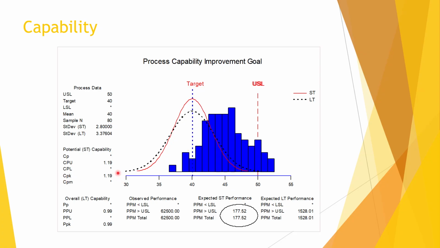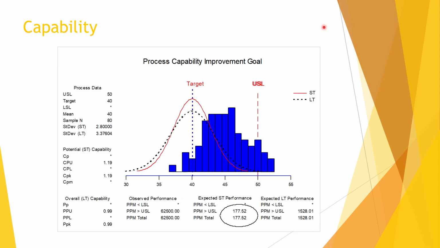So what does CPU do? CPU measures how close the process mean is running to the upper specification limit. And y'all know that this average is not only running close to the upper specification limit, it has surpassed it. This is not good. And then you have CPK right here. CPK equals 1.19. CPK equals the lesser of CPU and CPL.